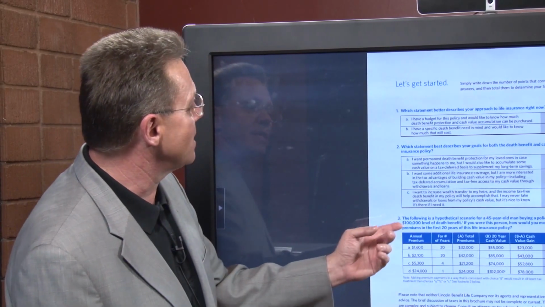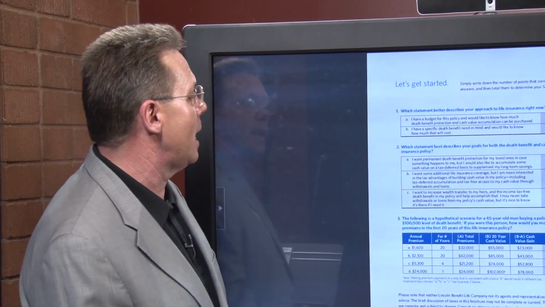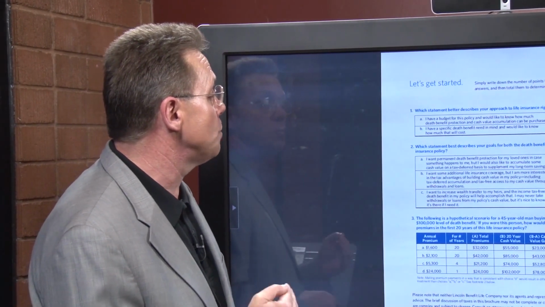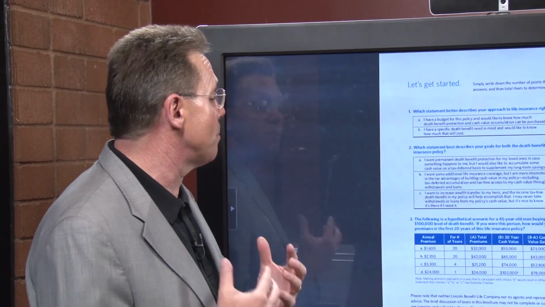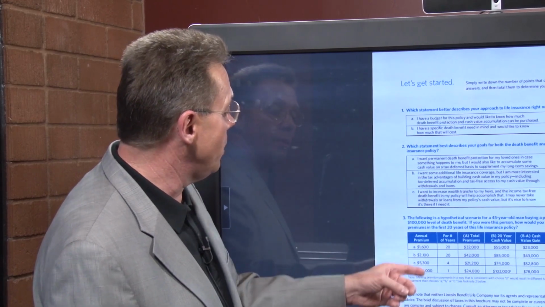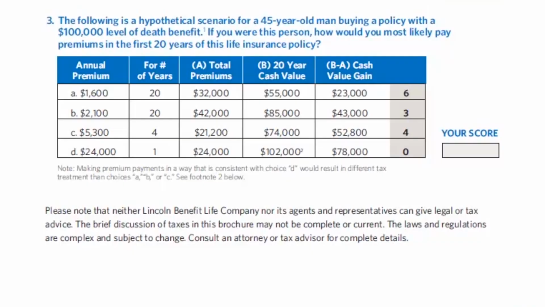A third one, the following is a hypothetical situation for a 45-year-old man buying a policy with $100,000 of death benefit. If you were this person, how would you most likely pay for the premiums in the first 20 years for this kind of life insurance policy? And what we do is we score it out and we say, I'd like to pay it over a 20-year period because I need cash flow and I am on a budget, so $1,600 is what I can afford. The total premiums will be $32,000. I could go ahead and pay it for 20 years, pay a little bit more, $2,100 is within my cash flow, and that would show all my accumulated premiums would be $42,000.